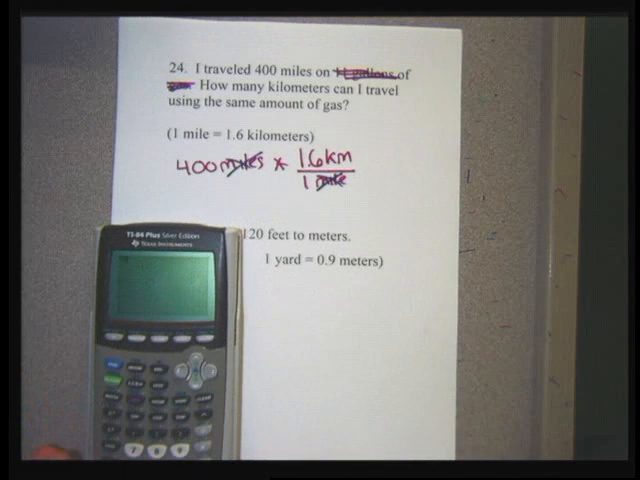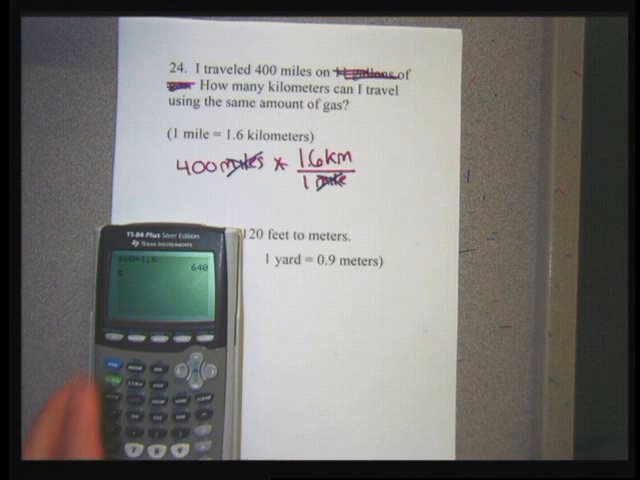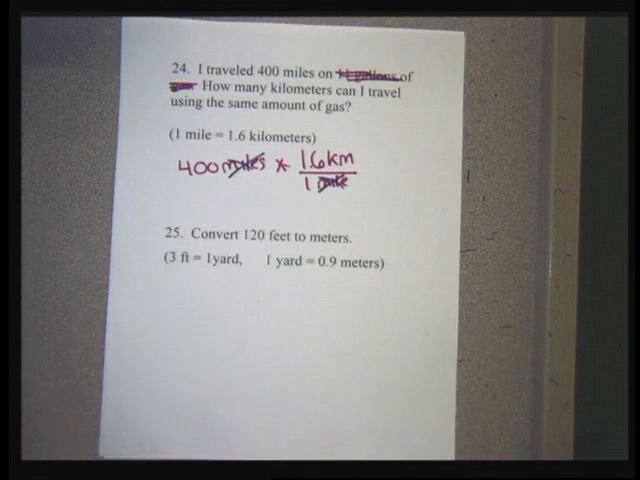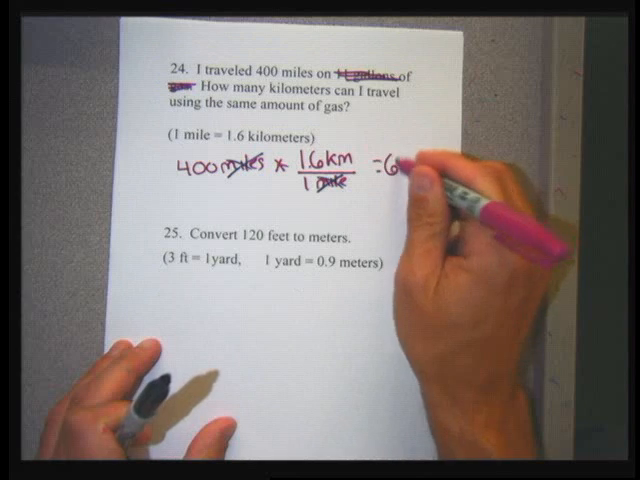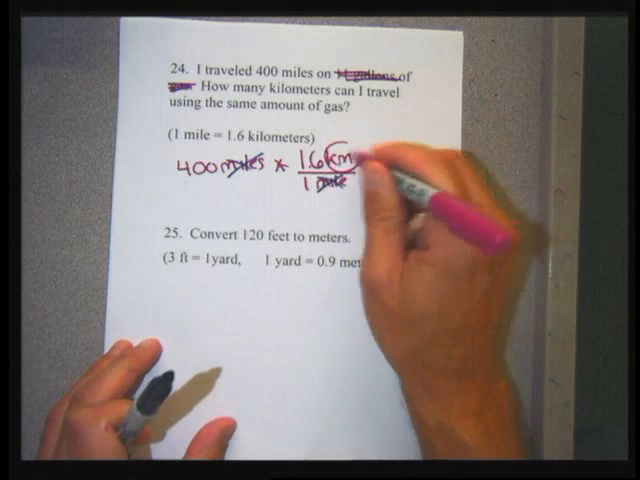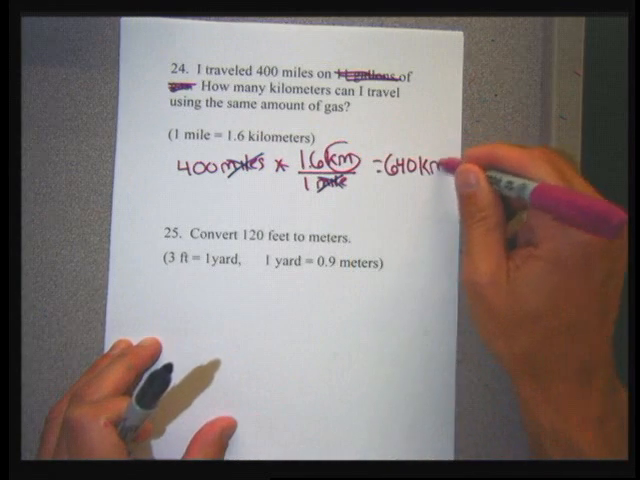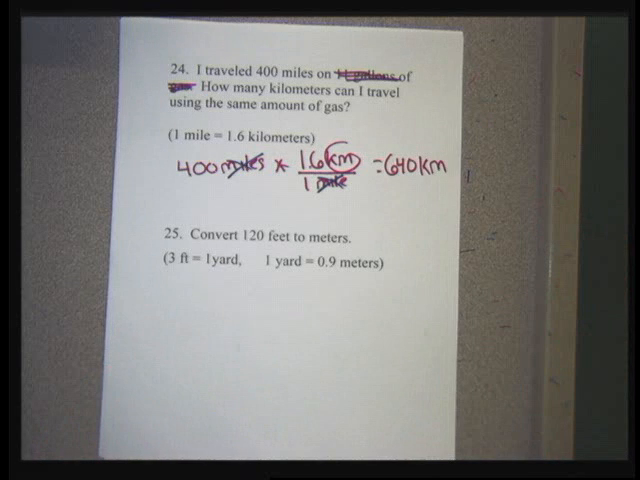Now I'm multiplying because the 1.6 is in the numerator. So I multiply the 400 times 1.6 and get 640. The units are going to be the kilometers because my miles cancel out. So the answer is 640 kilometers.